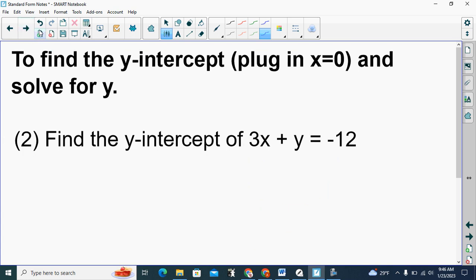Number 2, same equation, 3x plus y equals negative 12. Now it asks us to find the y-intercept. We find a y-intercept kind of the same way we find an x-intercept, but now we are plugging in 0 for x. To find a y-intercept, we plug in 0 for x, and we solve for y.